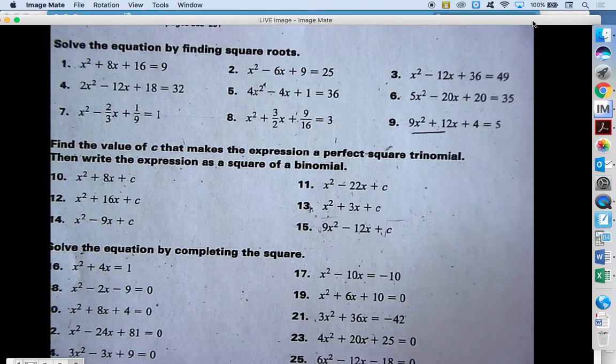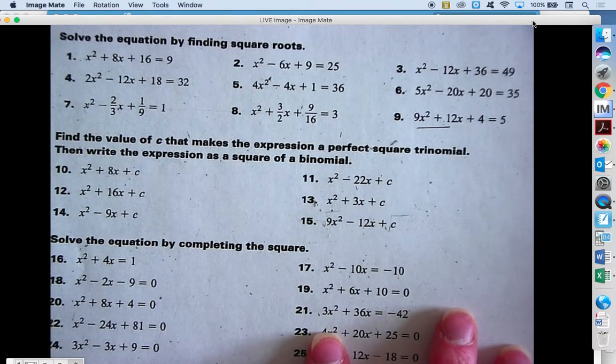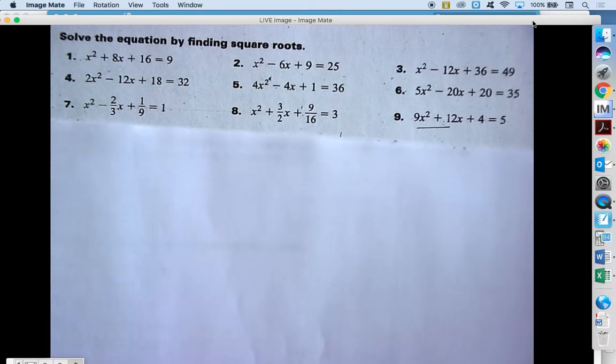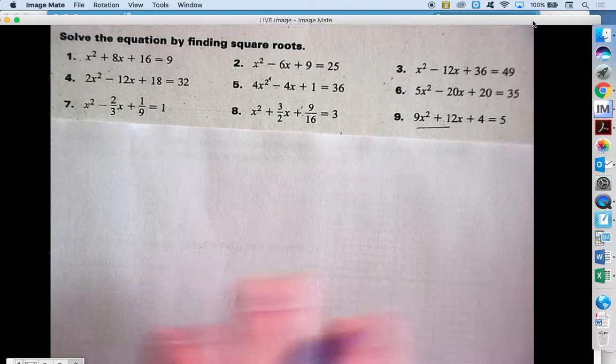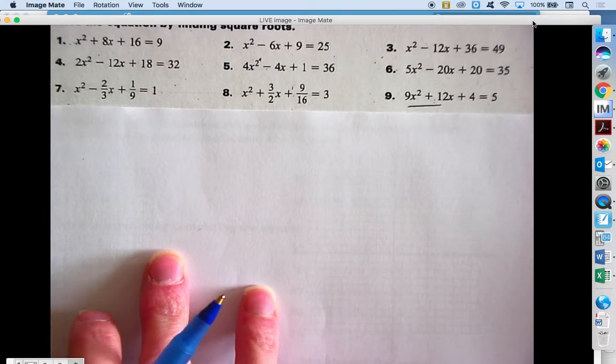All right, so the directions for 7 and 9 wanted you to solve the equation by finding square roots. So you didn't need to complete the square for those problems. Instead, you had to try and get the left side to factor so that you have a parentheses squared, so that you could then take the square root of it. So if you look at the left side in number 7, we have x squared minus 2x plus 1/9.